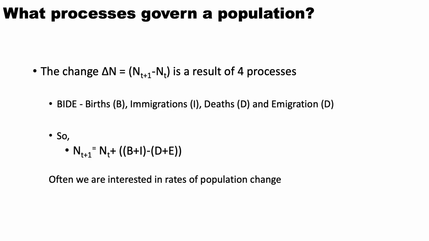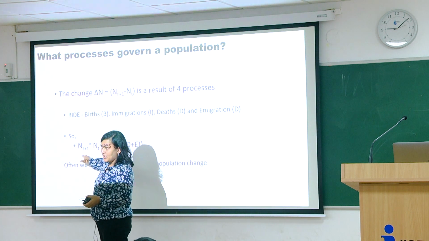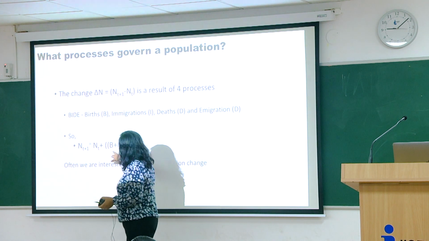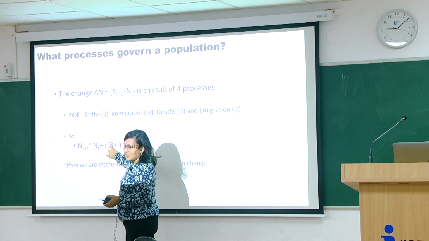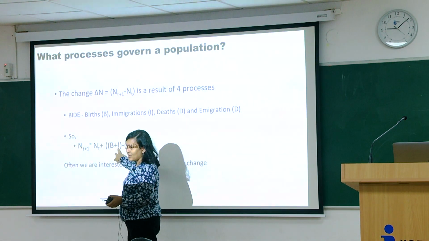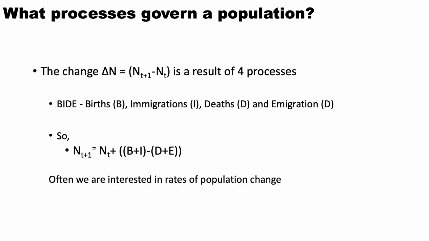As I already told you, this is called the BIDE model. As you can see, to get the population size at time t plus 1, it is the initial population size at time t, plus all the population members that are added because of birth and immigration, minus the number of deaths and emigration. This gives you the population at the subsequent time step. Is this clear? Yes, to everyone?